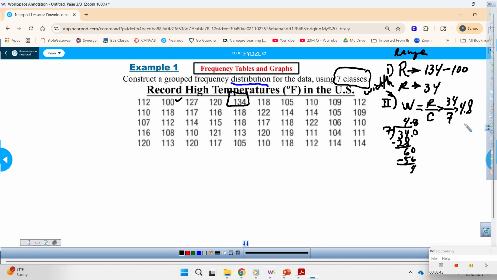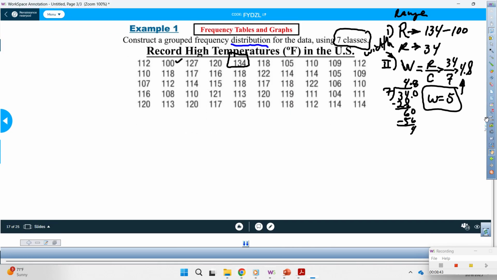Now check this out. Look up, please. Whenever we find the width, pay attention to this part, we always have a whole number. Width is always a whole number. Is this a whole number? So anytime that we end up with a decimal, we always round up. Always. Doesn't matter if it's 4.1 or 4.9, we always round up. So our width is 5. How are we doing? Tell your neighbor the first 2 steps, please, to make sure they got it.